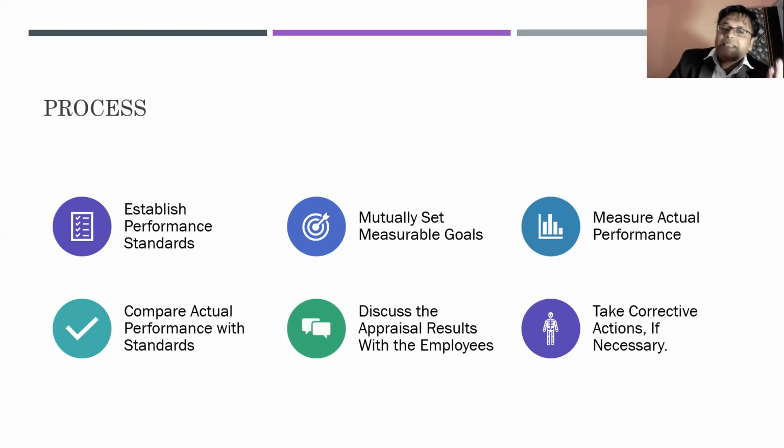Next one is to compare the actual performance with the standard. The standard was 100%, but actually it is 80%. So there is a deviation of 20%. Then, discuss the appraisal result with the employees.